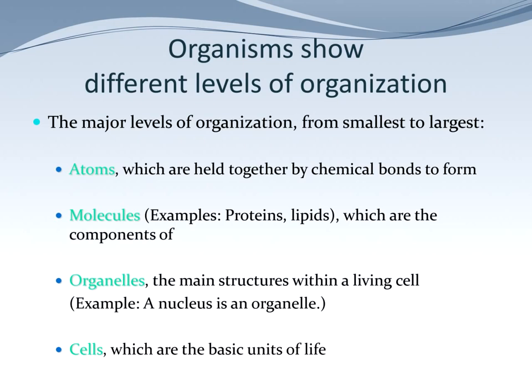Carbohydrates, lipids, proteins, and nucleic acids are four examples of very large molecules, or macromolecules, that are required for life. Molecules such as these four macromolecules can be assembled together to form small cell parts called organelles. A nucleus is an example of an organelle. Organelles are the internal structures that are found in many different types of cells.